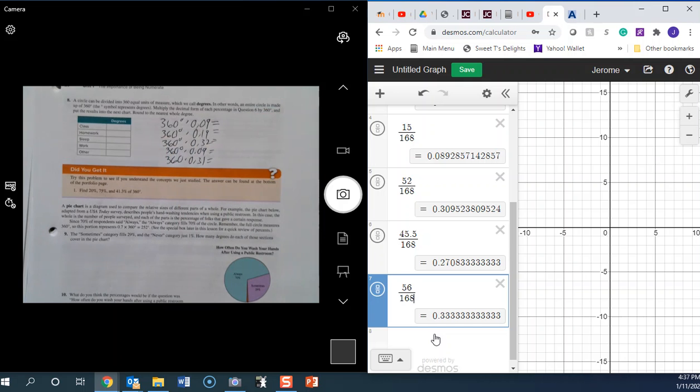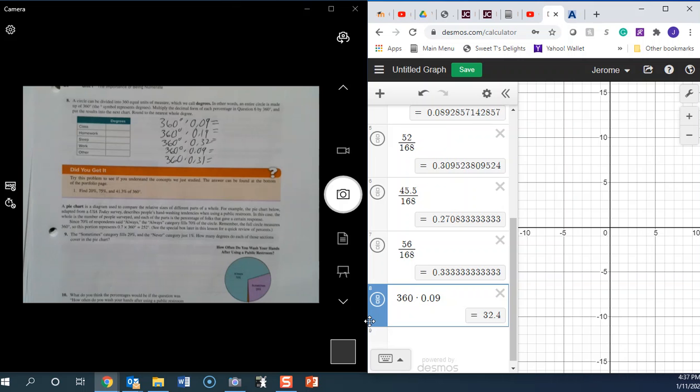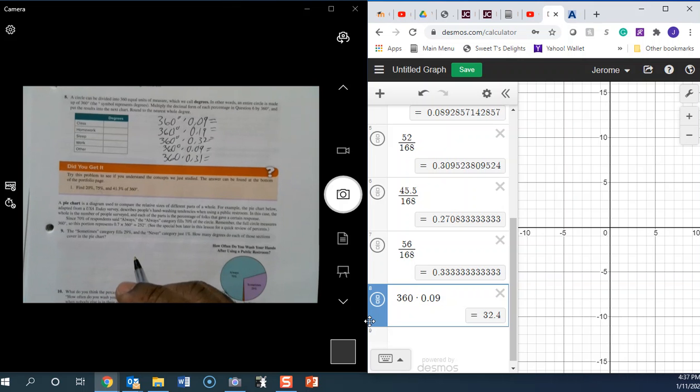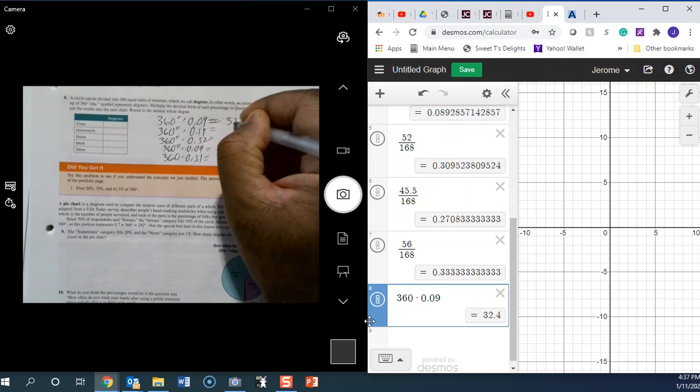Now, when we multiply all of this, let me multiply this out. We have 360 times 0.09. Remember, we want to round this to the nearest degree, so it'll be approximately 32 degrees.